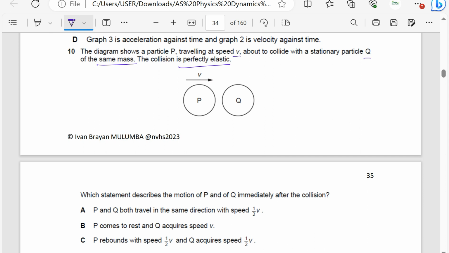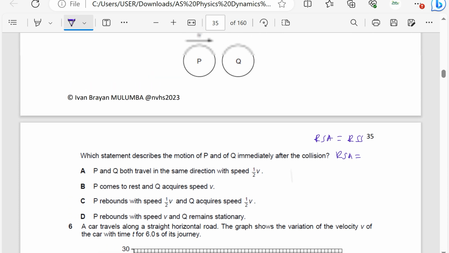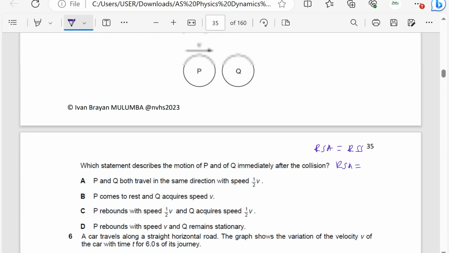So that means relative speed of approach should be equal to relative speed of separation. If the collision is perfectly elastic, relative speed of approach should be equal to the relative speed of separation. The relative speed of approach, since one was stationary and the other one was moving, is v minus 0, which is v. So it means the relative speed of separation should also be v for the collision to be perfectly elastic.